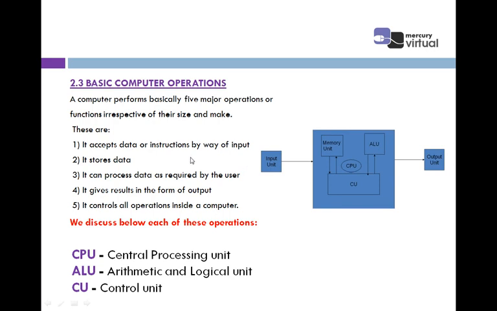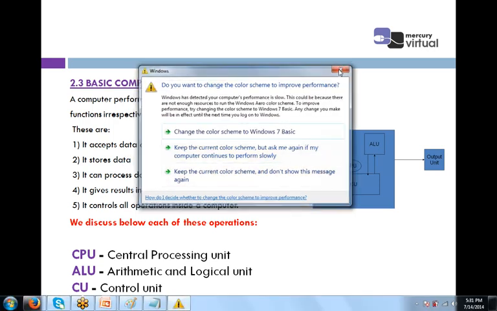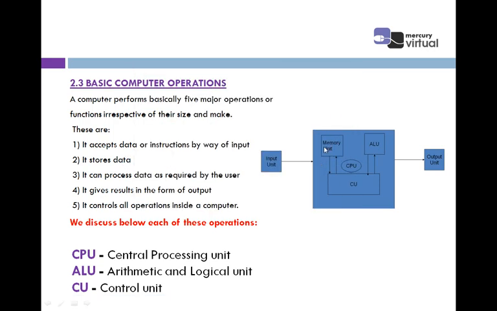Now let's see these basic operations with the help of a diagram. This is the diagram. First of all, there is the input unit. Input unit means that is the first point that takes data or instructions by way of the input. Then memory unit, that is the second point. It stores data, means storing data is done by the memory itself. There are different types of memory that I will discuss within 10 or 15 minutes in the later slides.